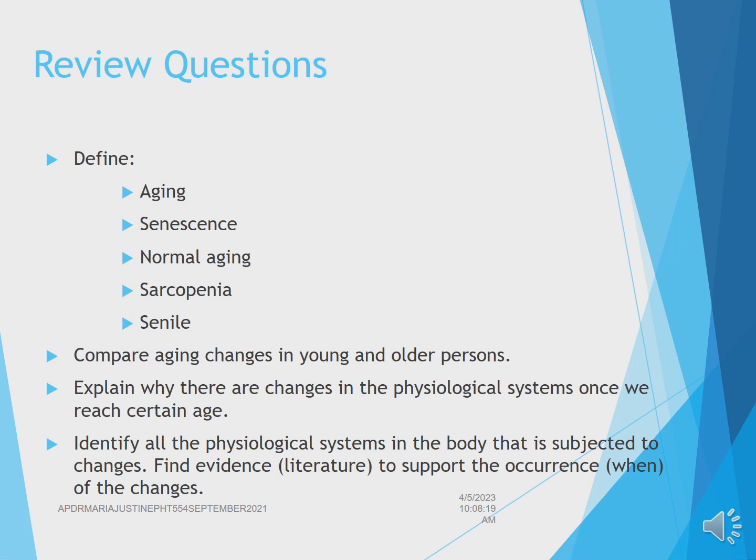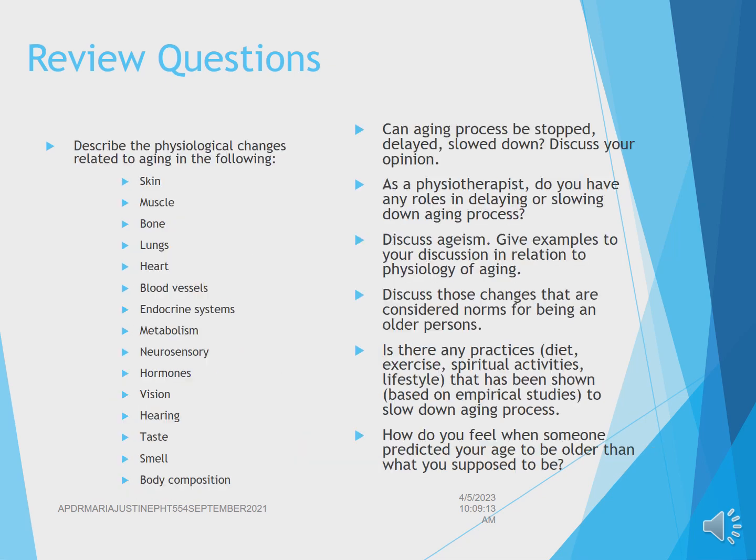Okay, so you should be able to compare the aging changes in young and older persons, explain why there are changes in the physiological systems once we reach a certain age, identify all the physiological systems in the body that are subjected to changes, and find evidence to support the occurrence of the changes.